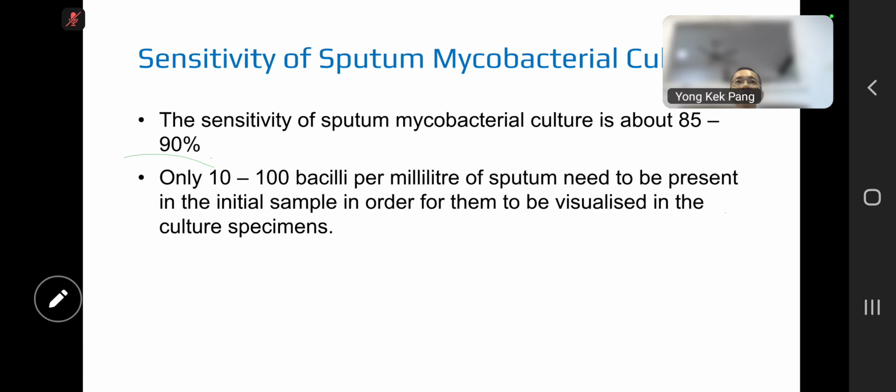On the other hand, if we are doing the mycobacterium culture, the sensitivity is probably one of the best. It's about 85 to 90%. For this, we only need about 10 to 100 bacilli per cc of sputum that is present in the initial sample for it to be ultimately visualized in the culture specimens. So you only need a small number of bacilli for it to be positive.